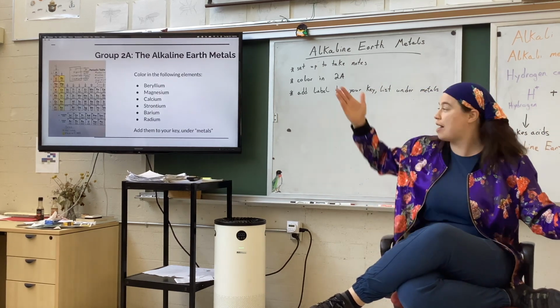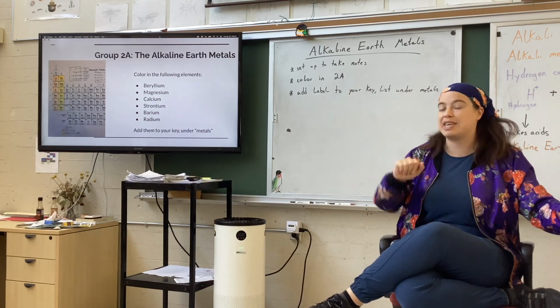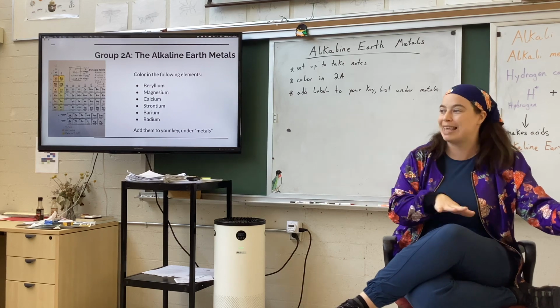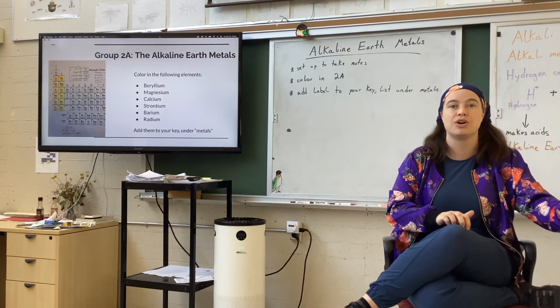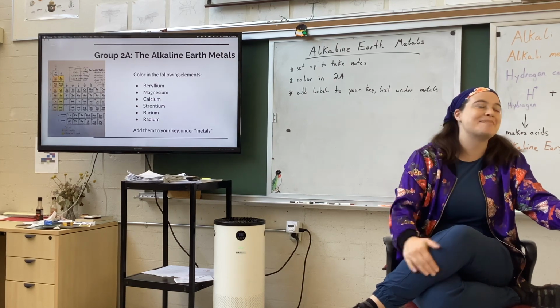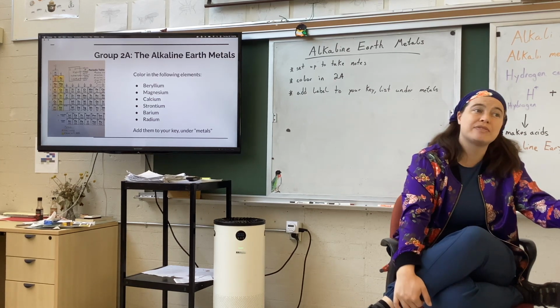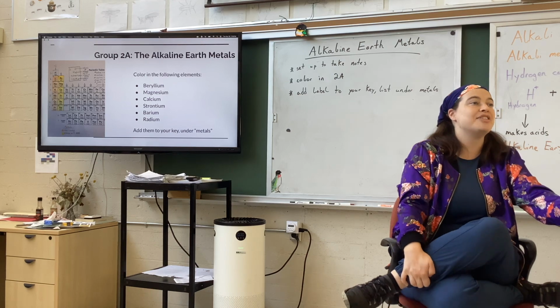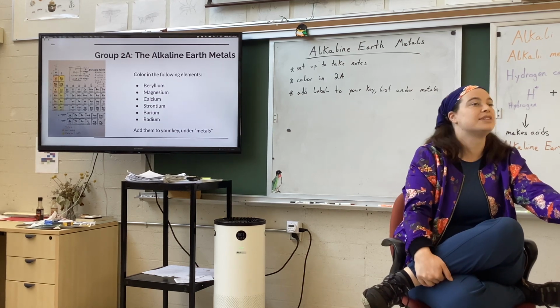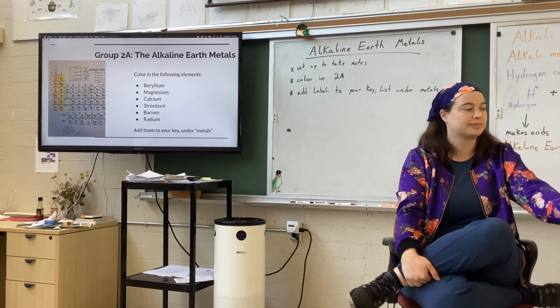Alright, so you should have this group colored in. You should have a key where these are listed alongside the alkali metals in the metals section, so you know that those things are also metals. Yes? Can you just write metals after them and know that they're metals? I mean, it is your periodic table, so whatever works for you is fine. The main thing I want to say is it is important that you be able to tell the difference between metals and non-metals on the periodic table.